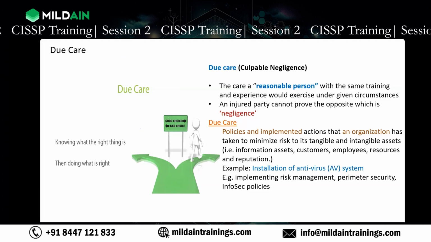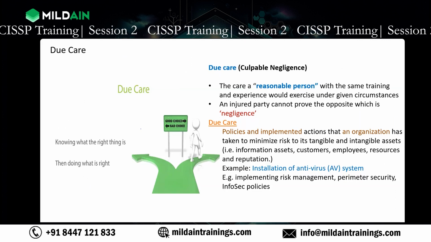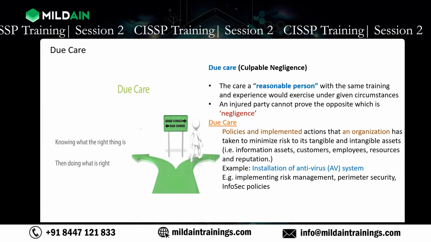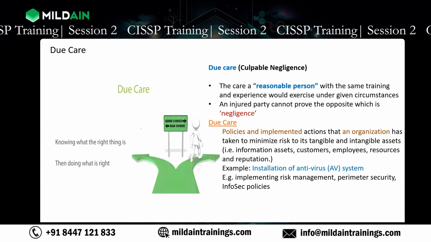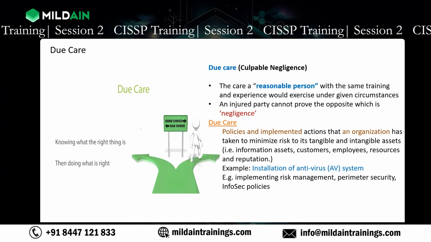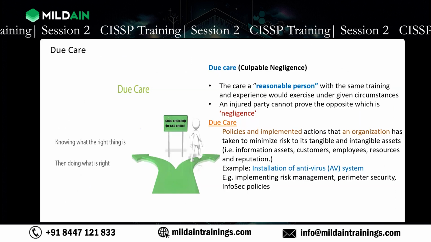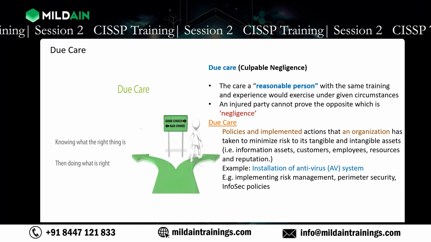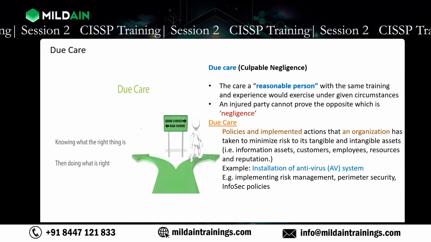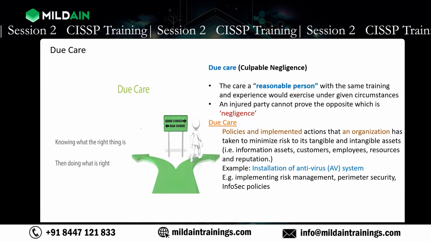So due care is policies or implemented actions of the organization taken to minimize risk to tangible and intangible assets, which include information assets like customers, employees, resources, and reputation. One example is updating the patches for all the endpoint systems. Another is implementing risk management, making sure what type of threat is associated with the system, and perimeter security like the InfoSec policy. These are the common things we focus on: implementing risk management and perimeter security.